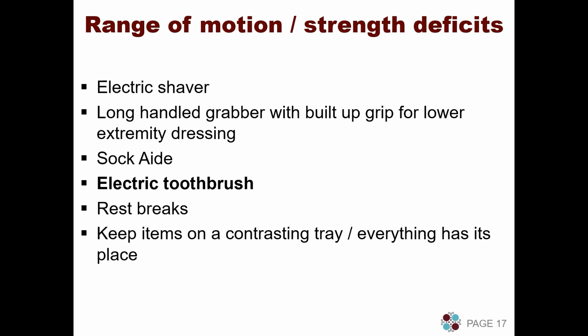And it's always good to educate individuals to always put things in a consistent place. They're easier to find. And it decreases the need for having to do a lot of fine motor control or dexterity with the toothbrush, with a regular manual toothbrush versus an electric one. Educating to always take rest breaks and keeping items on a contrasting tray and everything always has its place makes it a lot easier with your hands to find things. Older adults especially can be very set in their own ways and routines. So your ability to educate them and explain the why behind some of these recommendations is so important.